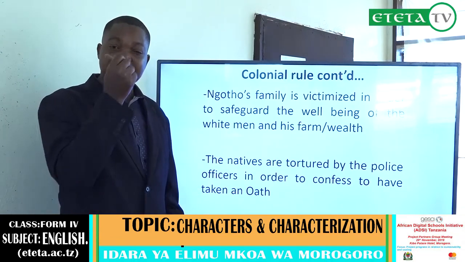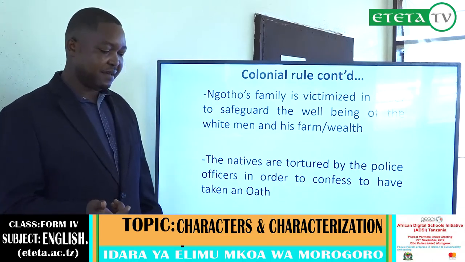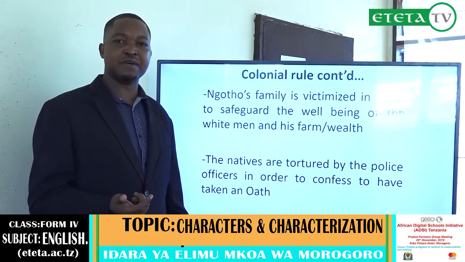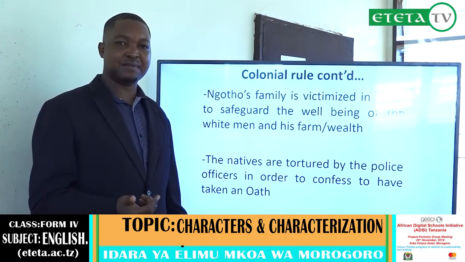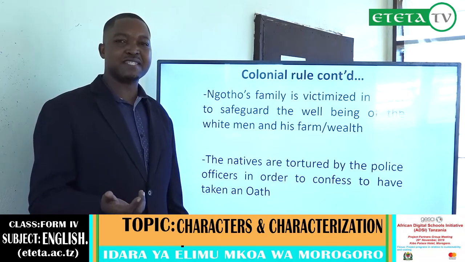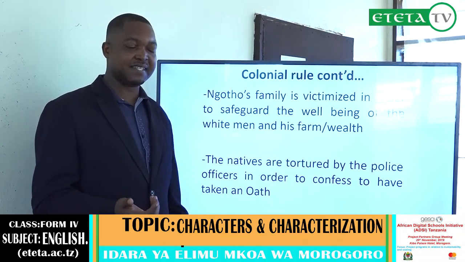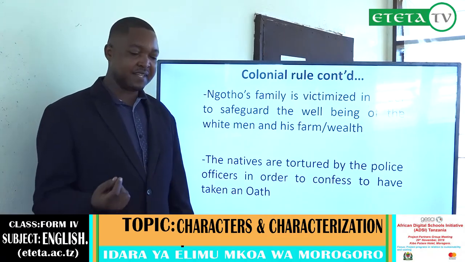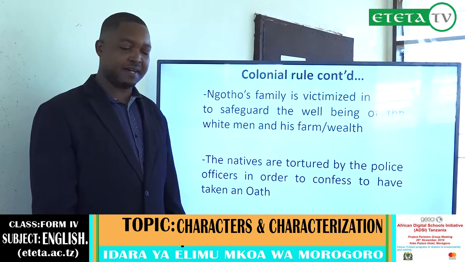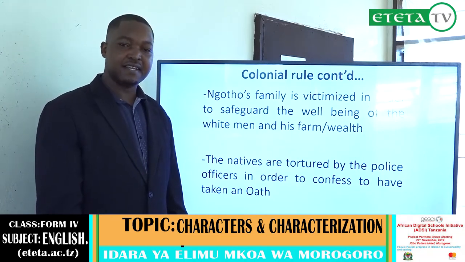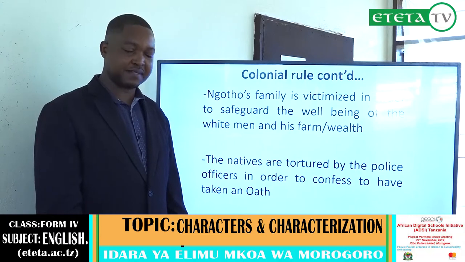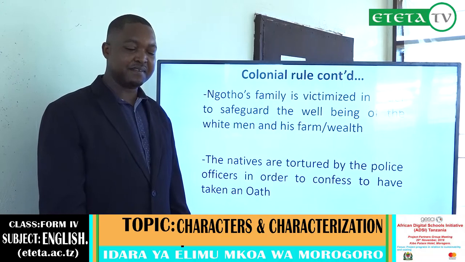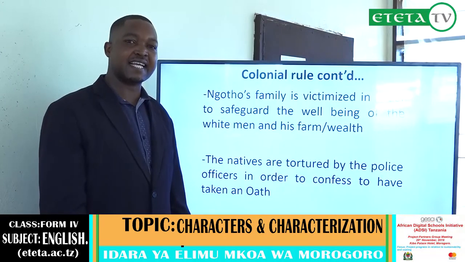And one of them was Njoroge. I think you remember Njoroge was taken all the way from school, Siriana Secondary School, and sent to the House of Pain. He was tortured to a state of unconsciousness, a state of coma, as it is narrated. The only thing that made them torture Njoroge was that they suspected him to be a member of Mau Mau. And therefore, being a member of Mau Mau, it means he had taken an oath.